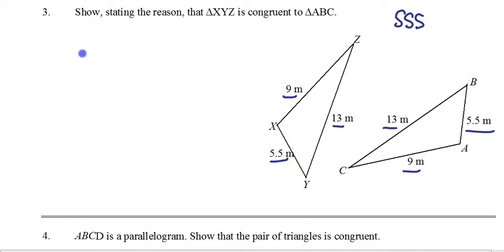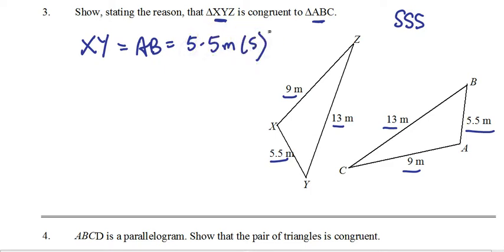Okay, so let's start off with one side. You have XY here. Now XY we know is either BA or AB. So again, go back to the question. Remember the order must correspond. So if you have XY, it must correspond to AB, and this is equal to 5.5 meters. It's the same side, so I can write S.